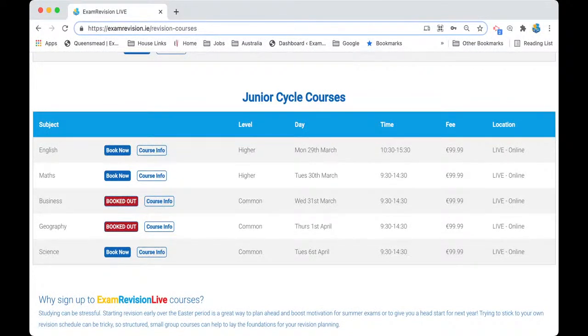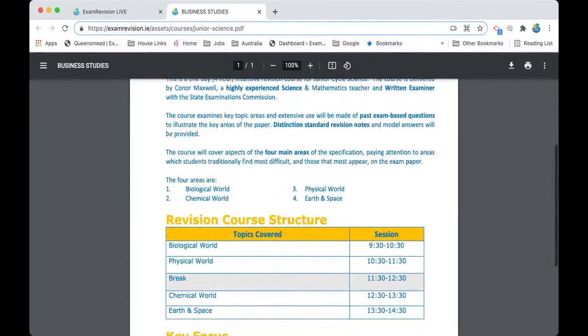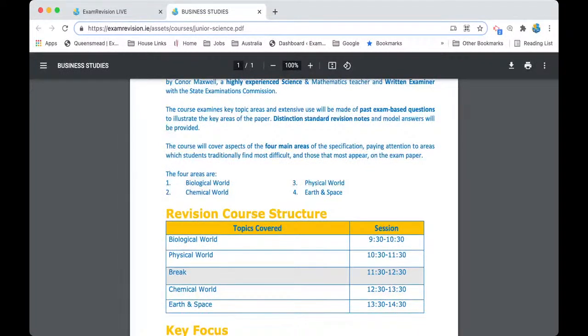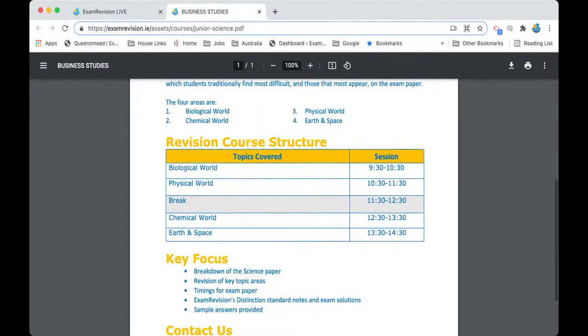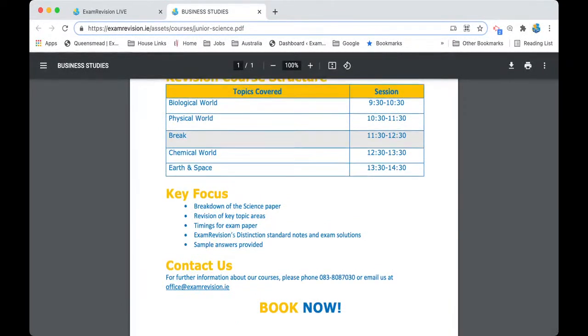Oh sorry, and I'll just show you here what Connor will look at. These are the topics that Connor is going to look at throughout that session. So we have 4 areas: biological world, physical world, chemical world, and earth and space. And you can see how he's filling those into the session. So the first 2 hours there are biological world and physical world. There'll be a break then, lunch from 11:30 to 12:30, and then from 12:30 to 2:30 he will look at chemical world and earth and space. So if you go onto our site as well, obviously you can click into this yourself and you can have a good look at it before booking on.